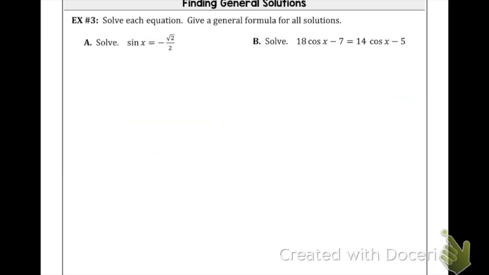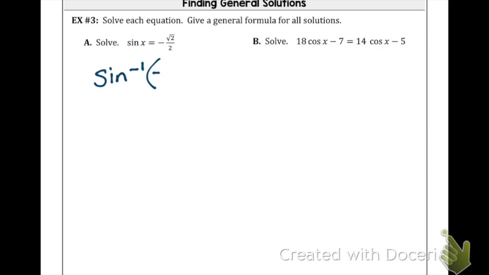All right, example 3. Solve the equations, give a general formula for the solutions. Okay, so for A, we have the sine of x is equal to negative root 2 over 2. So let's do the inverse. To solve any equation, you do the inverse of the operation. So the inverse of a sine is the inverse of sine.